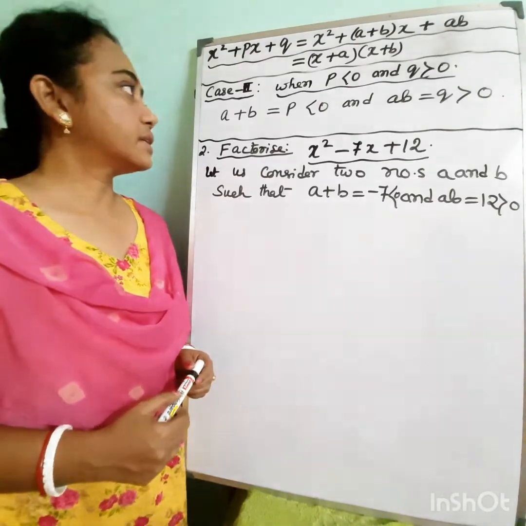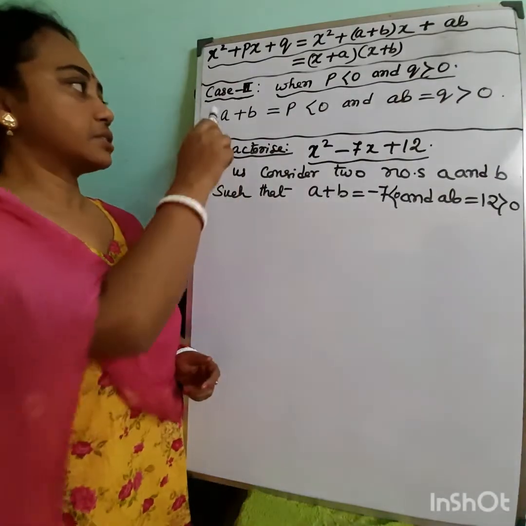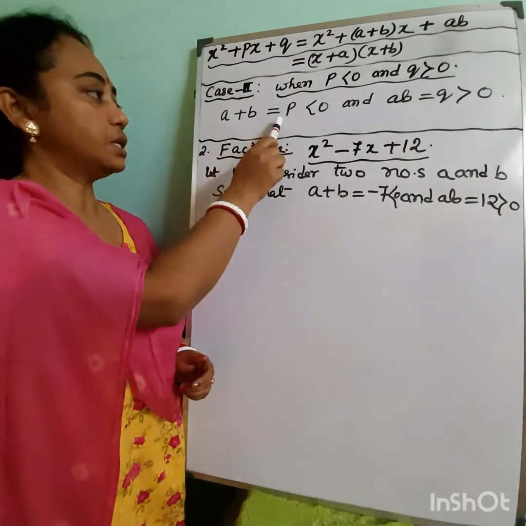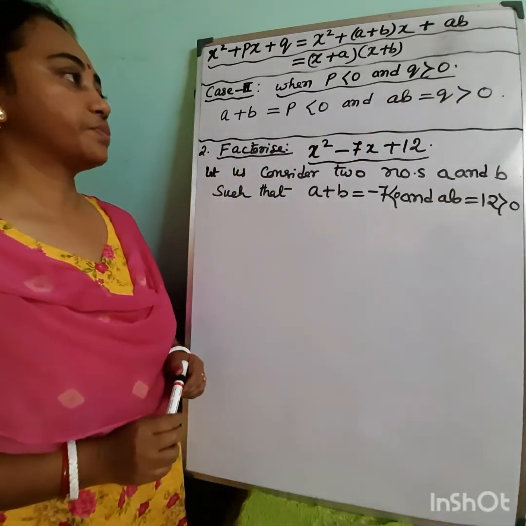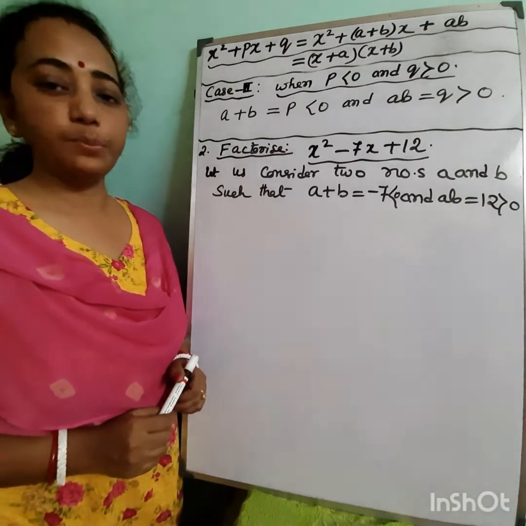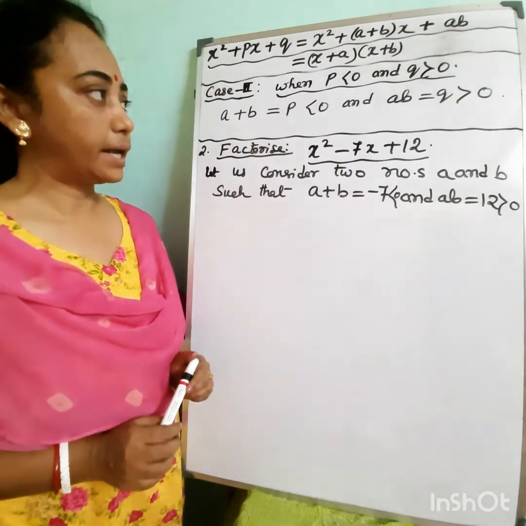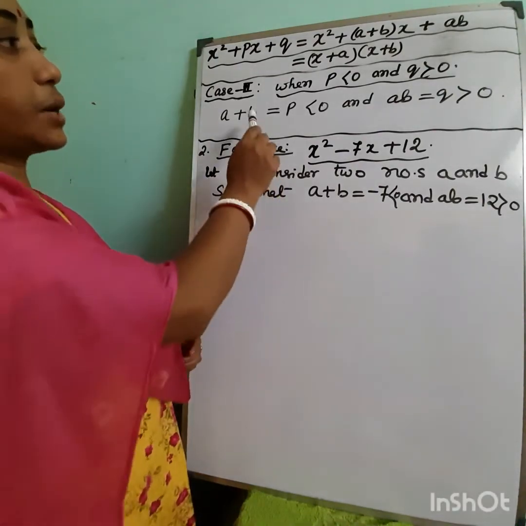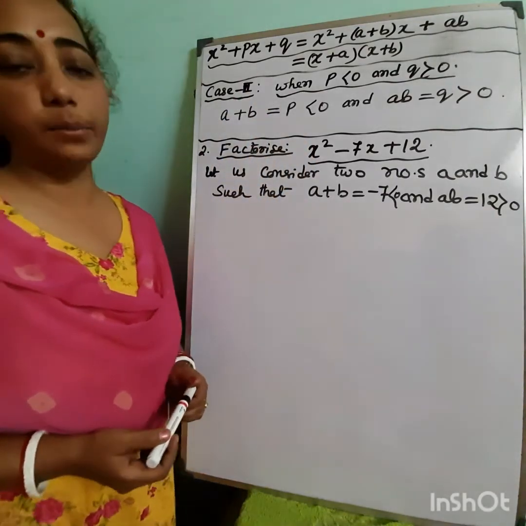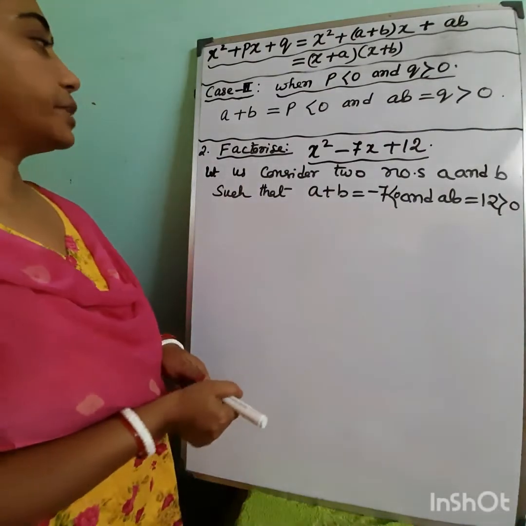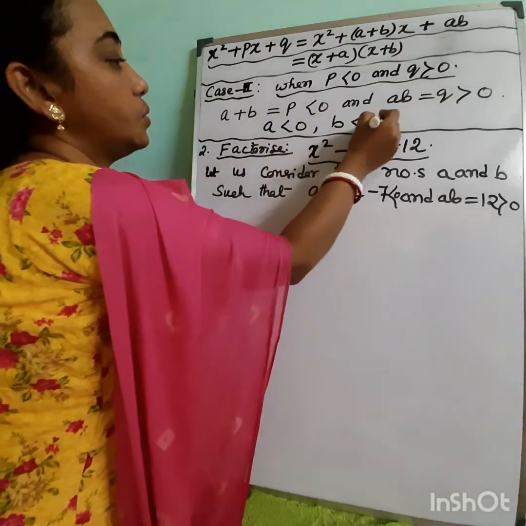Now let us consider the case when p is negative and q is positive. So we take two numbers a and b such that their sum a plus b is equal to p, which is less than 0, and product ab is equal to q, which is greater than 0. As the product of two numbers is positive, it means that either both of them are positive or both of them are negative. But the sum of two positive numbers cannot be negative. So here we consider the two numbers as negative because the sum of two negative numbers is negative. So here we take a is negative and b is also negative.